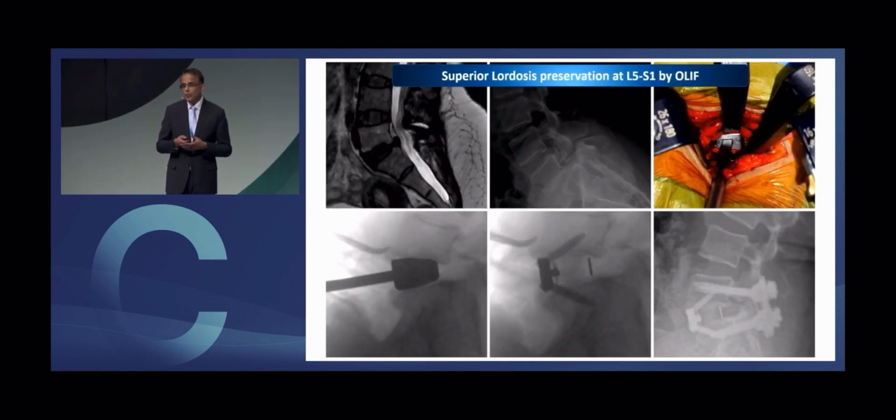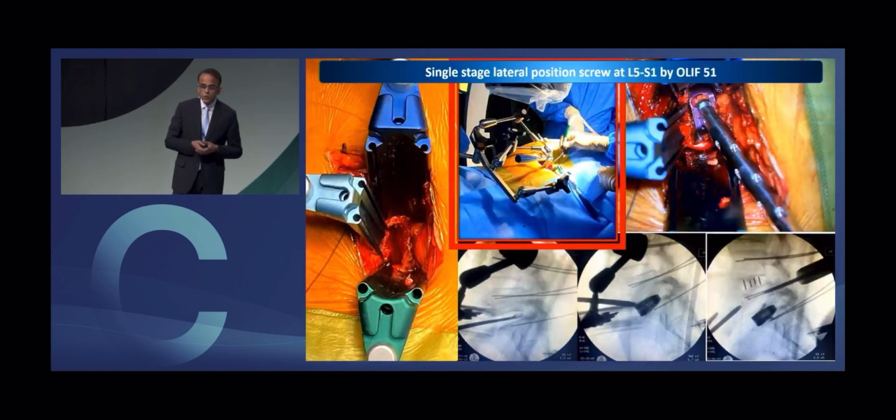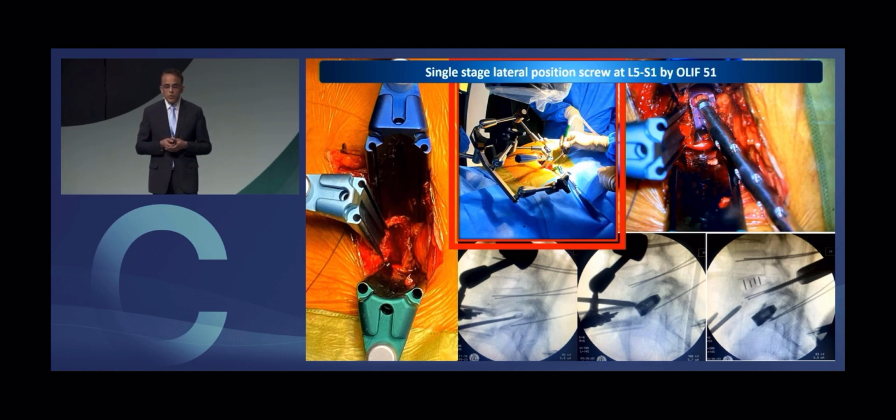ALIF is probably the treatment of choice when we come to the L5-S1 level. I think nothing beats ALIF, but ALIF has its own challenges, particularly in a setup like where we work, where we have fewer trained approach surgeons. Cost is a constraint. However, we can still do that procedure and achieve much better lordosis.